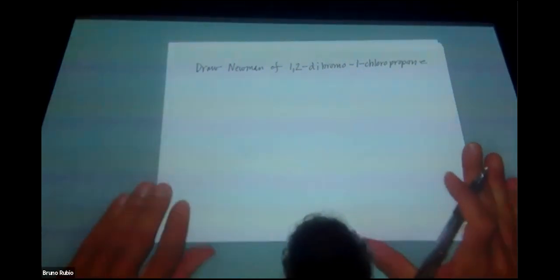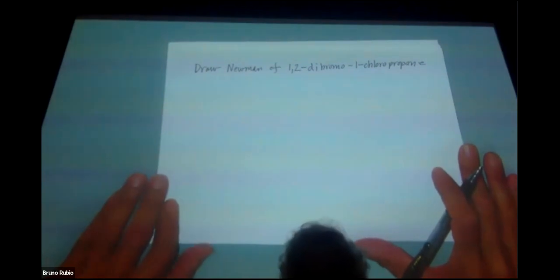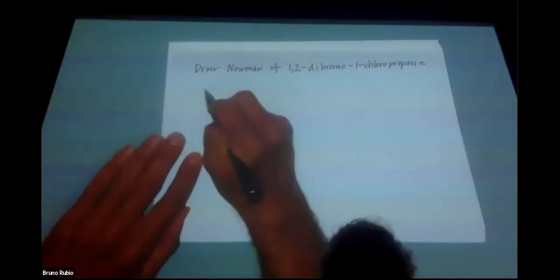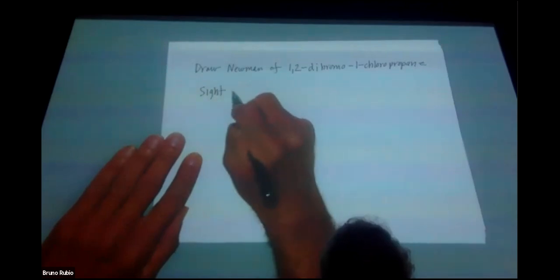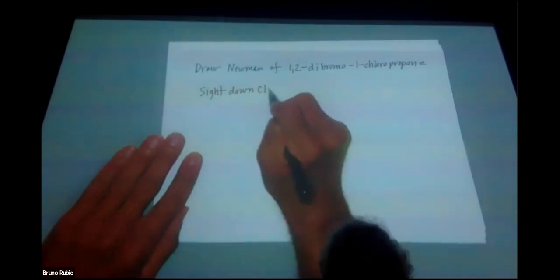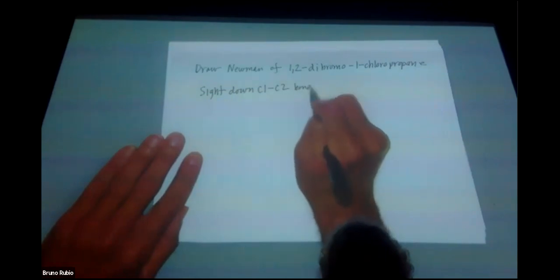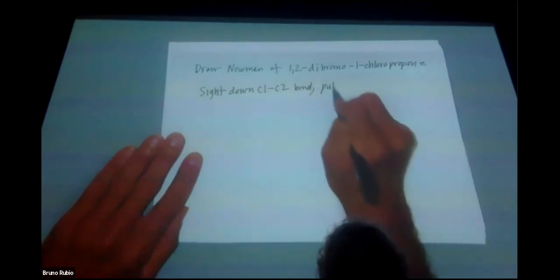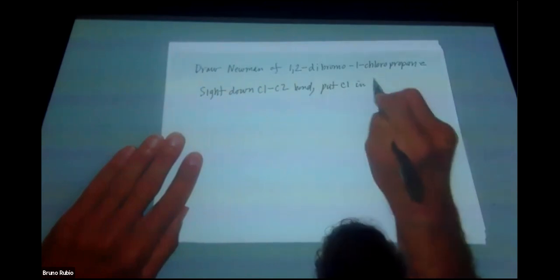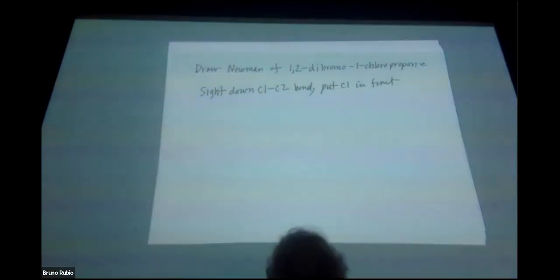You're supposed to be able to come up with these structures from the name, 1,2-dibromo-1-chloropropane. Sight down the carbon-1, carbon-2 bond, put C1 in front, and draw a Newman projection. Now there are many Newman projections that you could draw here, right? We're just trying to get some practice in drawing a Newman projection.